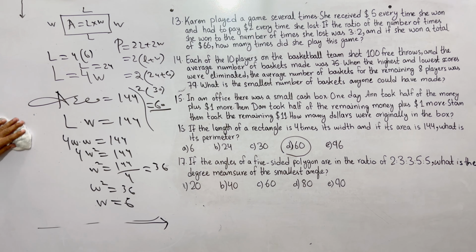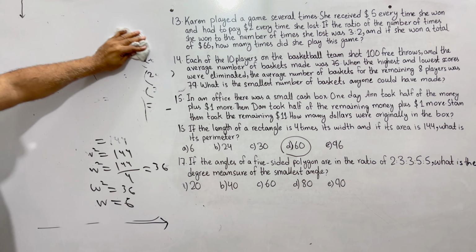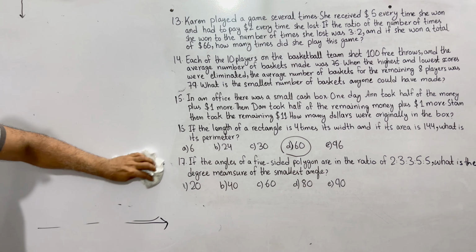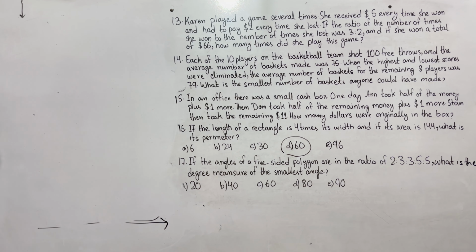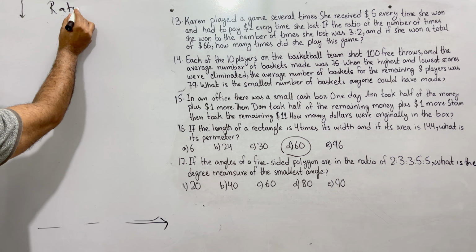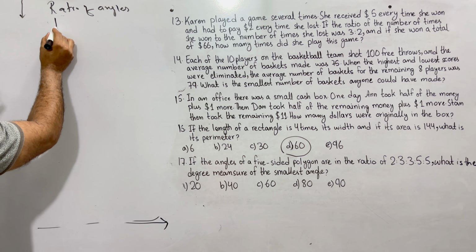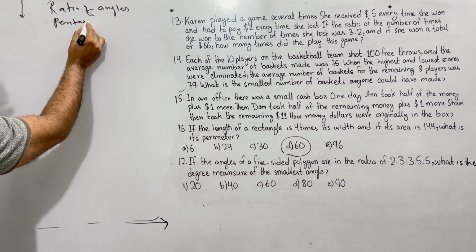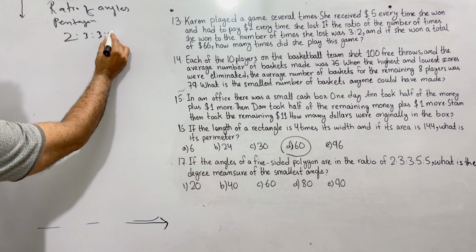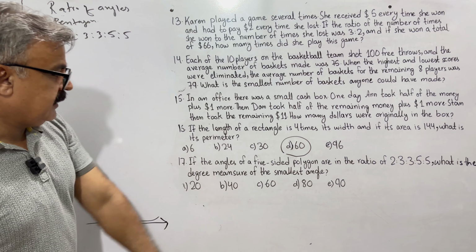Moving towards the final question, which is based on a five-sided polygon, the pentagon. If the ratio of the angles of a polygon having five sides, meaning a pentagon, is 2 : 3 : 3 : 5 : 5, what is the degree measure of the smallest angle?